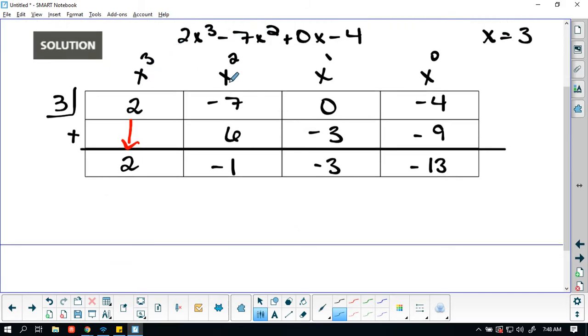Okay, so what happened is now all these shift over by 1. This used to be x cubed. This column now below the line is x squared. This one is x, x to the power of 1. This is going to be x to the power of 0, or 1. And then this is going to be my remainder.